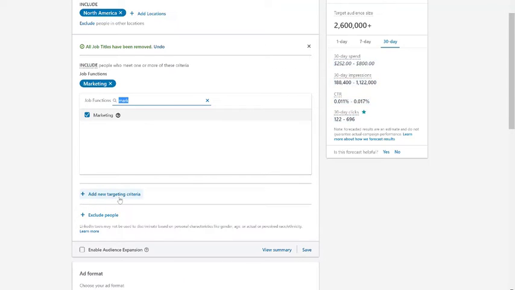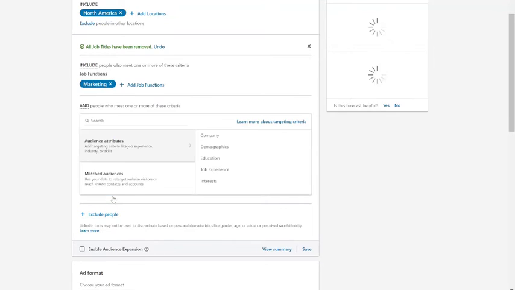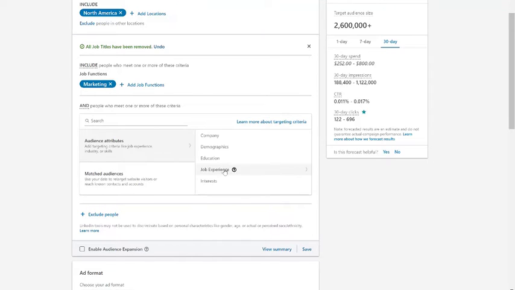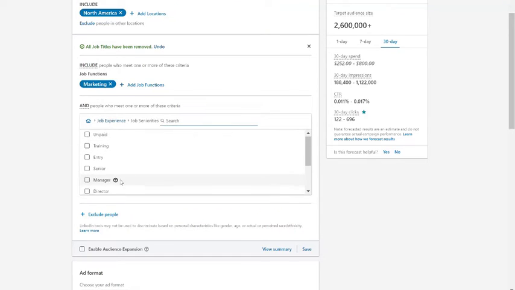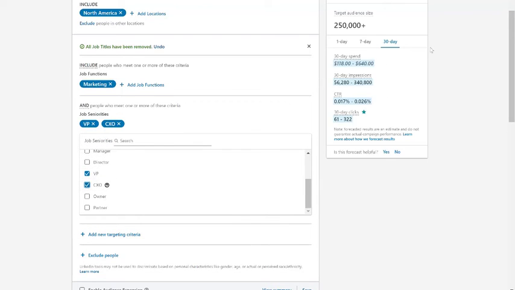And then you can add a new targeting criteria. You can see it went from 170 million to 2.6 million. So there are 2.6 million people in North America whose job function is marketing. And now let's go to job experience again, to job seniorities. And let's scroll down and select VP and C-level. And you can see that's narrowed down to 250,000.